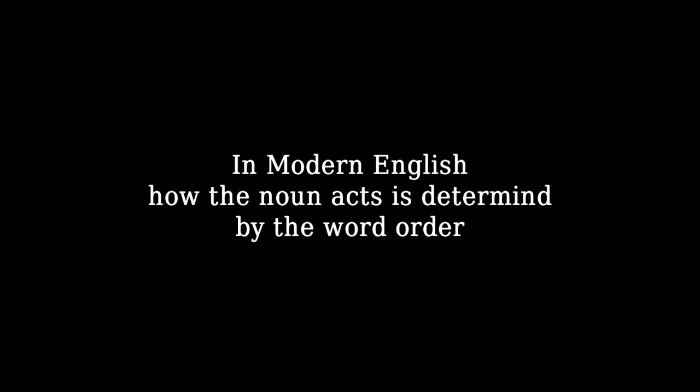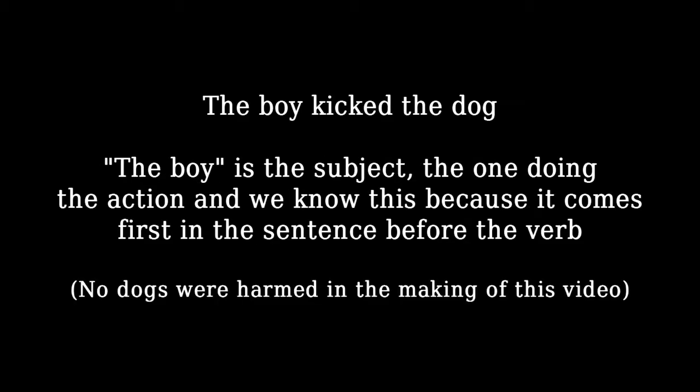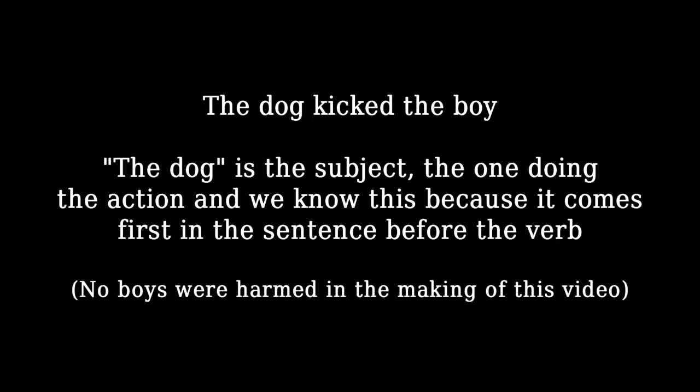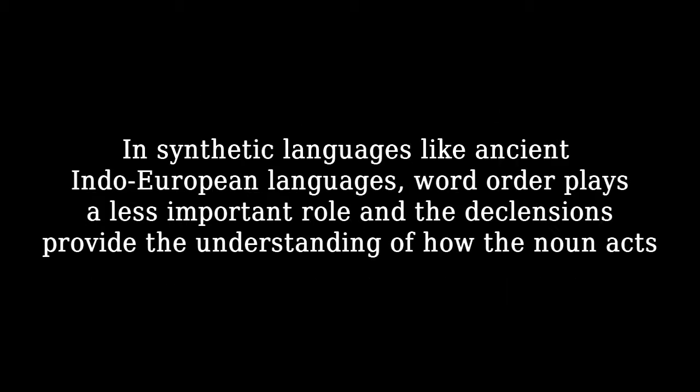In modern English, word order normally dictates how the noun acts in the sentence. So, for example, if you have the boy kicked the dog, you know the boy is the one doing the kicking because boy is first in the sentence. If you say the dog kicked the boy, you know the dog is the one doing the kicking because the dog is first in the sentence. But often in these ancient languages, word order isn't as important as it is in English because of these declensions.